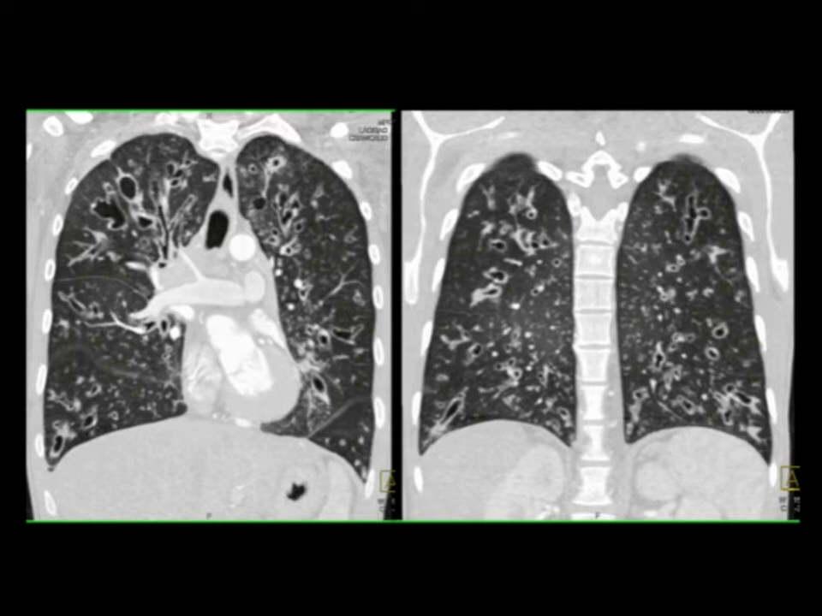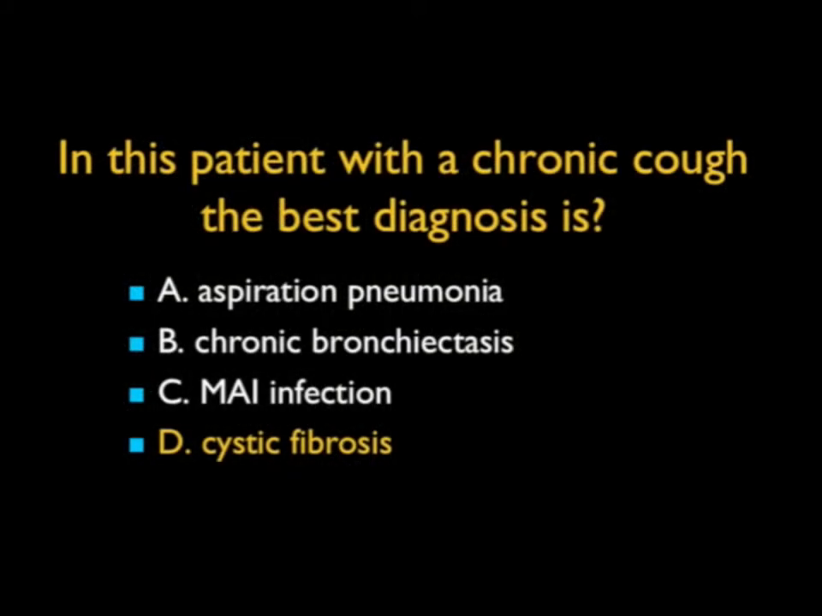MAI infection can give you airspace filling, but not this bronchiectasis. In this patient, extensive involvement, upper and middle lungs, bilateral, different features, both from acute inflammation to more chronic changes. And this patient indeed had cystic fibrosis. A very nice example.